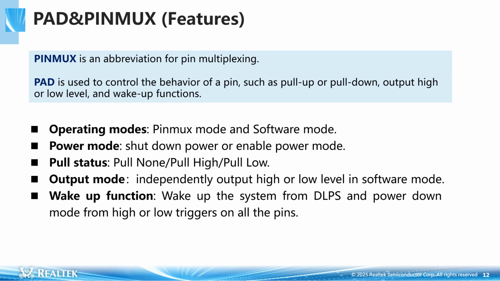Point 1. The operation modes can be PINMUX mode and software mode. Point 2. The power configuration can be power on or power off mode. Point 3. The resistor's pull state can be pull up, pull down, or no pull. Point 4. In software mode, the output can be either high level or low level. Point 5. Each pin can wake the system from DLPS mode on high or low level.